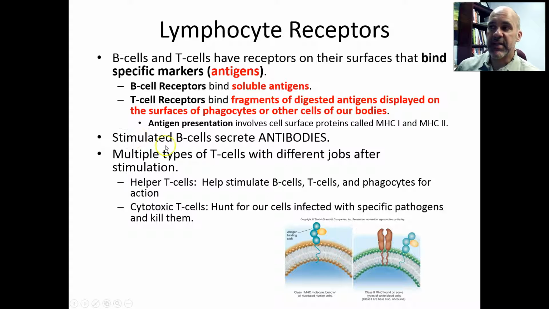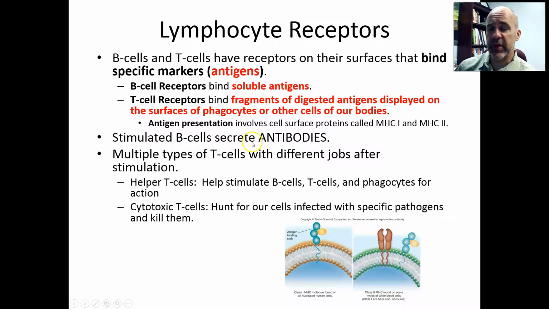All right, and as we're going to see, B cells and T cells have very different jobs. The binding of antigens to these surface receptors is what stimulates the B cells or the T cells to become activated. It stimulates them to take on this role of helping you fight off an infection.